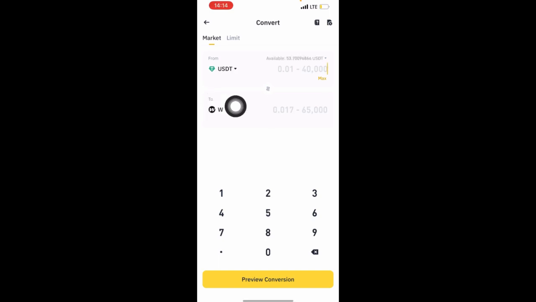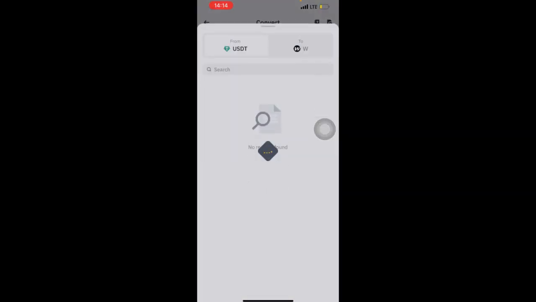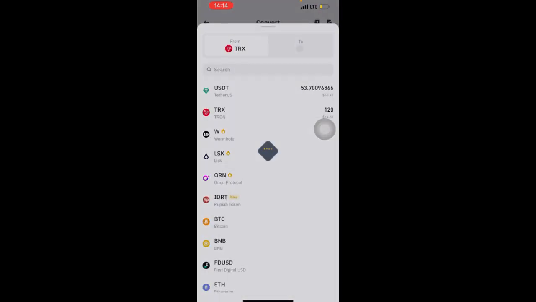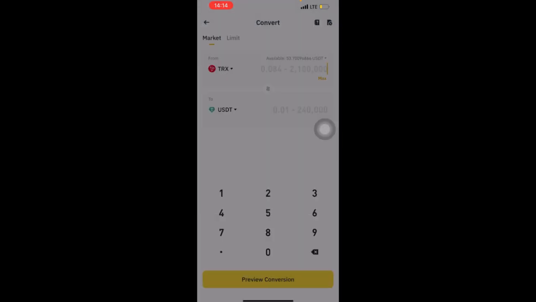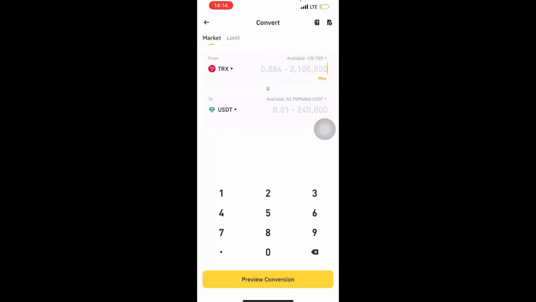So convert, have you seen that they say USDT to W? So I'll choose TRX over here, TRX to USDT. So the amount I have in my TRX is what? 120. So I'll say 120. So it means for 120, I'll be getting 14.24 USDT, because 1 Tron is equal to 0.11.